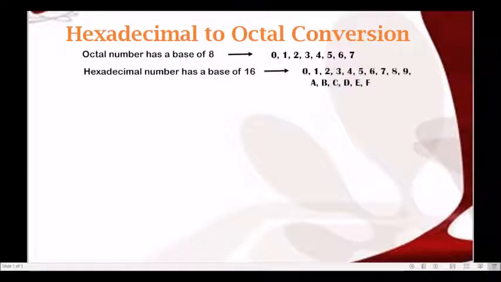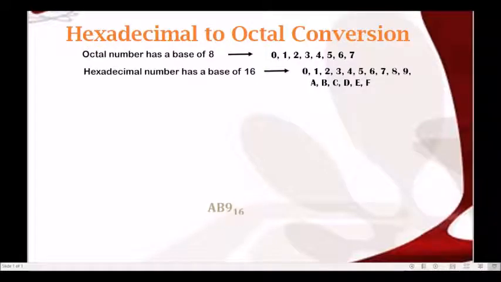These are 0, 1, 2, 3, 4, 5, 6, 7, 8, 9. 10 in hexadecimal is equivalent to letter A, 11 in hexadecimal is equivalent to letter B, 12 in hexadecimal is equivalent to letter C, 13 in hexadecimal is equivalent to letter D, 14 in hexadecimal is equivalent to letter E, and 15 in hexadecimal is equivalent to letter F. So I will now be showing you how to convert a hexadecimal number into its equivalent octal number.